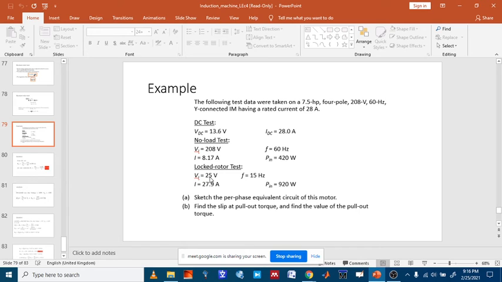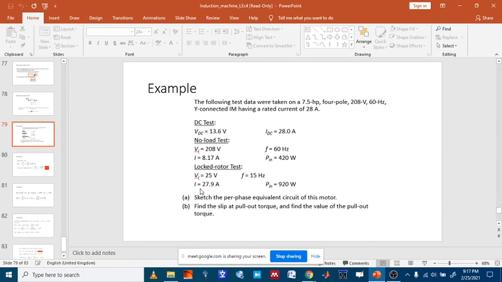Question: for the Z equivalent, can't you use simple Ohm's law, going by the V phase and then the I phase? Yes, it's the same as Ohm's law. V is equal to I times Z, so you make I the subject, and I is equal to V over Z.